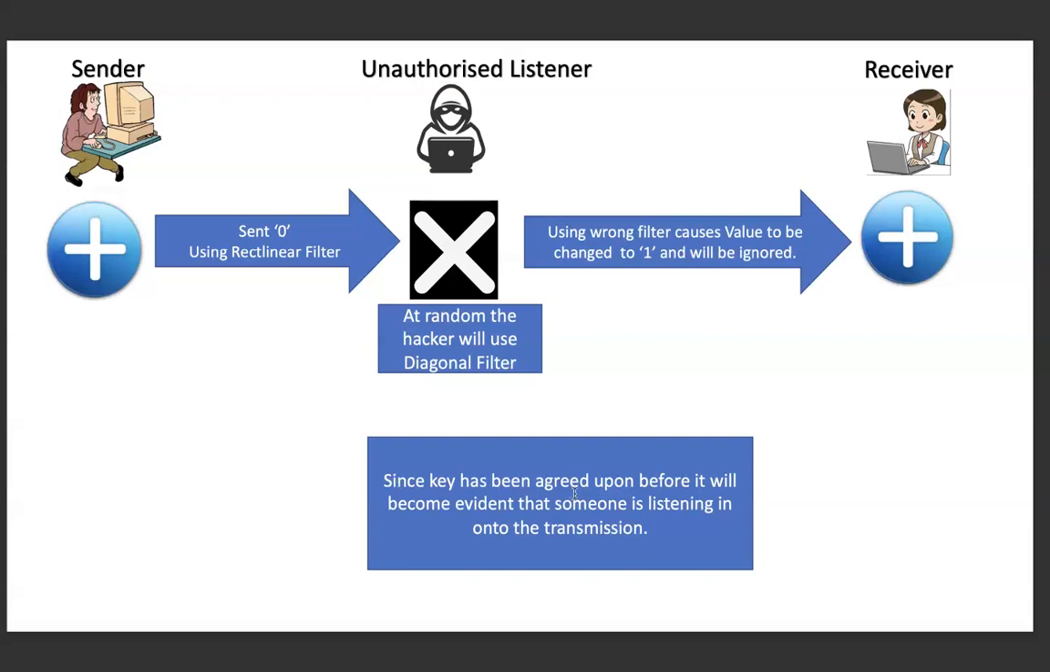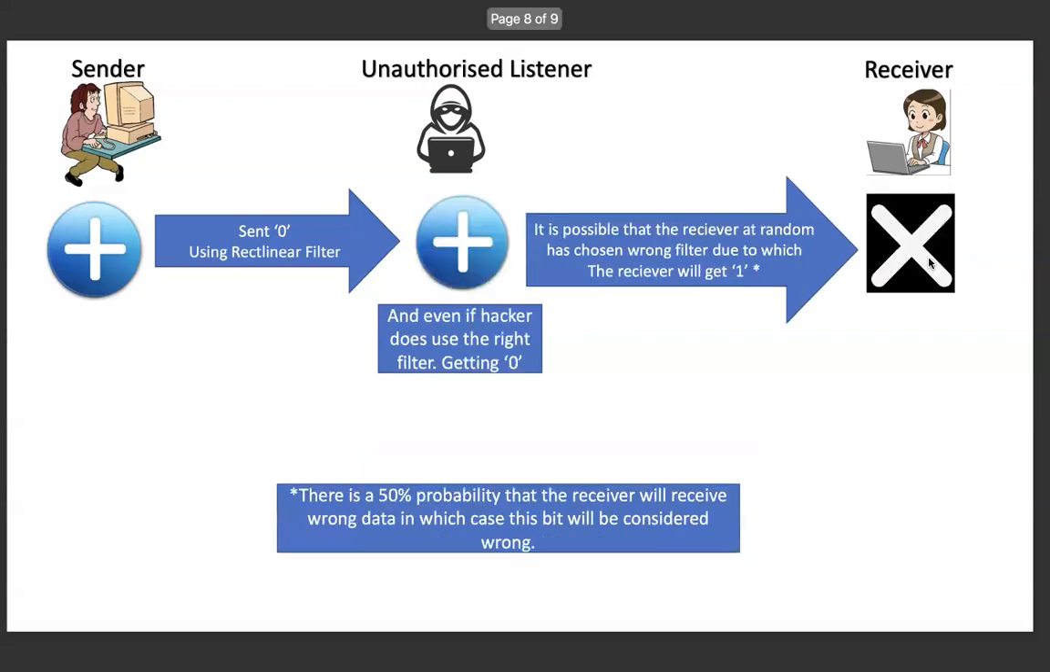Since the key has been agreed upon before, it will become evident that someone is listening into the transmission. So at a particular bit, the key says 1 and it should be 1. Sorry, if the key is setting a rectilinear filter, the receiver is also using a rectilinear filter. But since the unauthorized user randomly guessed the diagonal filter, it changes the data, and it will alert the receiver that this data should not be trusted, and this transmission is also compromised.